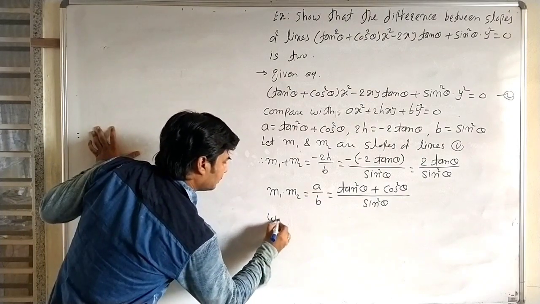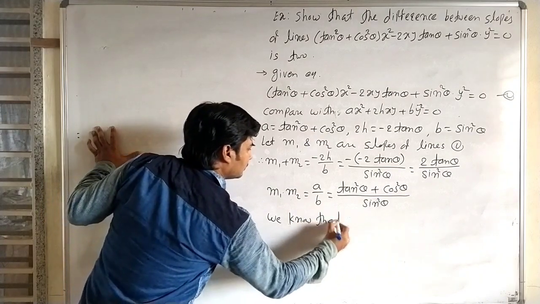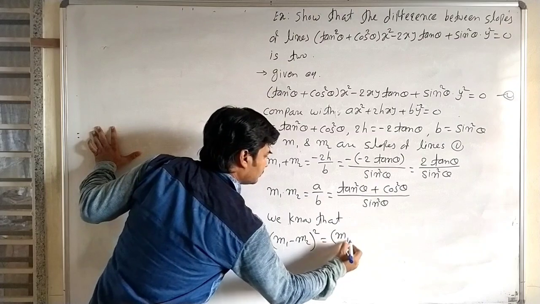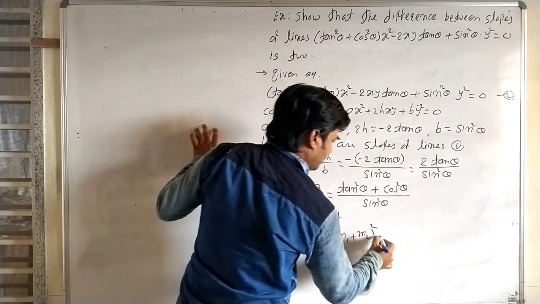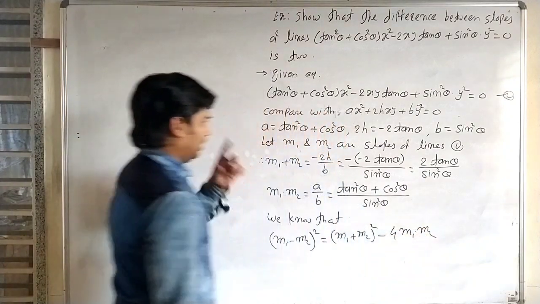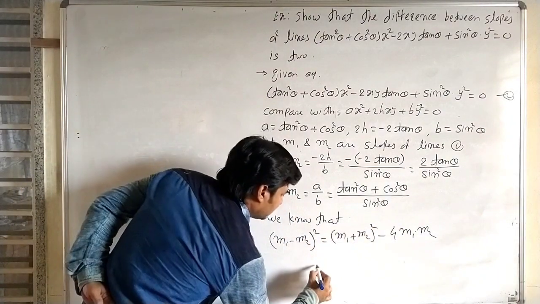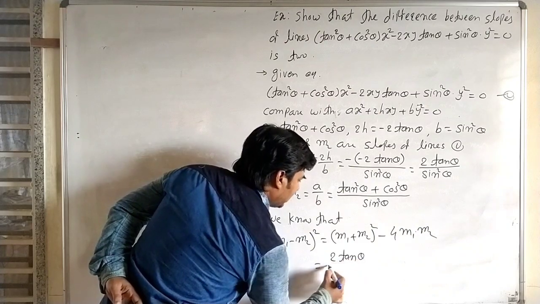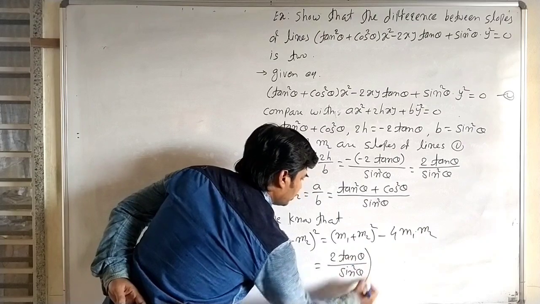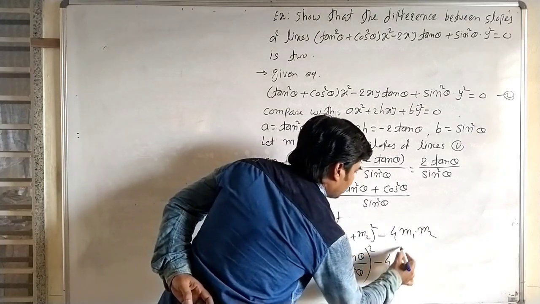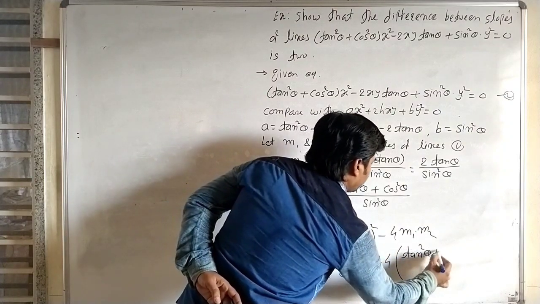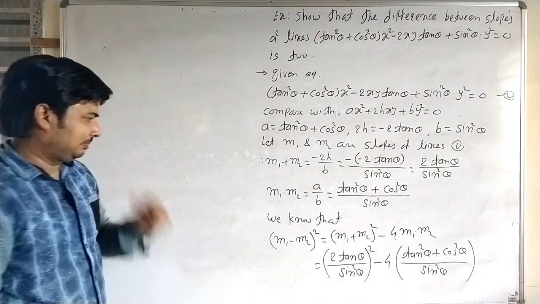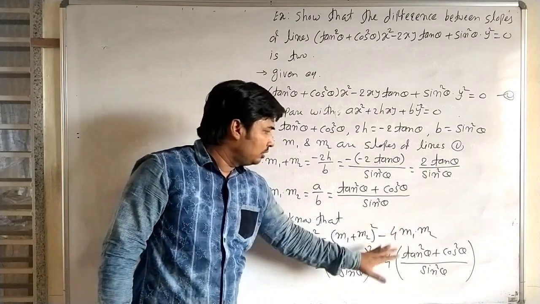Then we know that m1 minus m2 whole square is equal to m1 plus m2 whole square minus 4 m1 m2. Then put all values of m1 plus m2 and m1 into m2 in this. Therefore we can write m1 plus m2 as 2 tan theta upon sin square theta, whole square, minus 4 times tan square theta plus cos square theta upon sin square theta. Okay. Now we only put the values of m1 plus m2 and m1 into m2. Now we calculate.